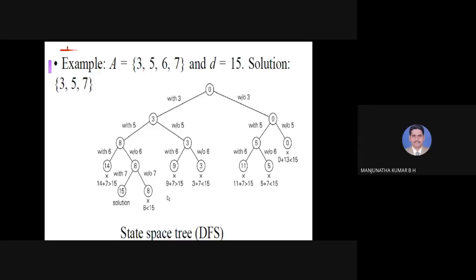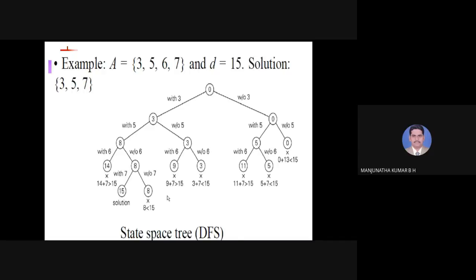Take the next element, 6. 8 plus 6 is how much? 14. Still 14 is lesser than 15. Till now it is acting as a promising path. You may get a solution. But the remaining element is 7. 14 plus 7 is how much? 21. 21 is too large compared to 15. So now I decide this is not a promising path, it is a non-promising path. If you follow this path you will not get a solution.